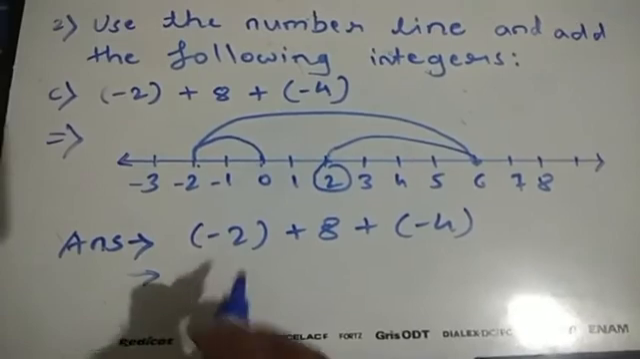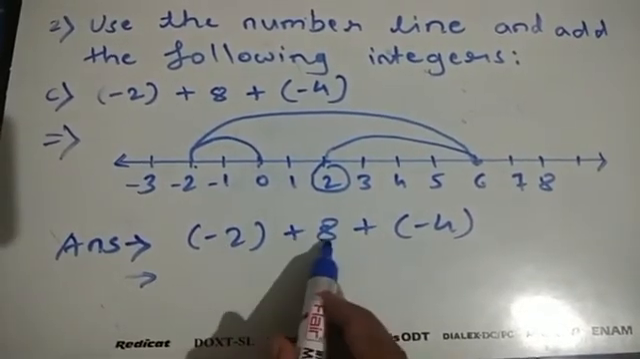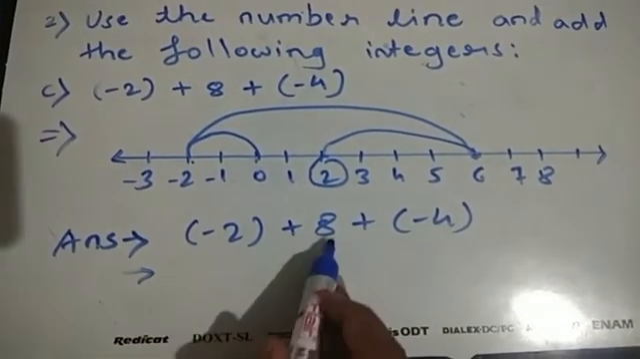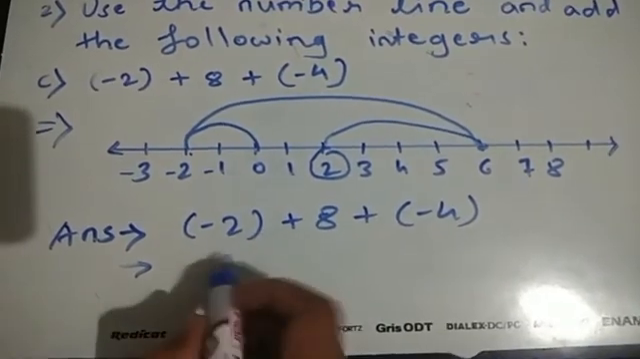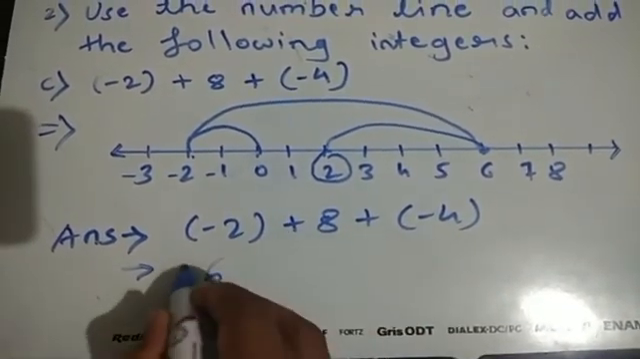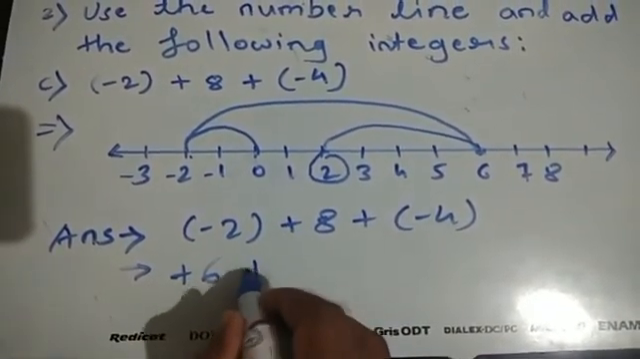Students, also we can see here one integer is negative, another one is positive. So we have to subtract. Therefore 8 minus 2 is what? 6. But the greater number is having plus sign. So plus 6 plus minus 4.